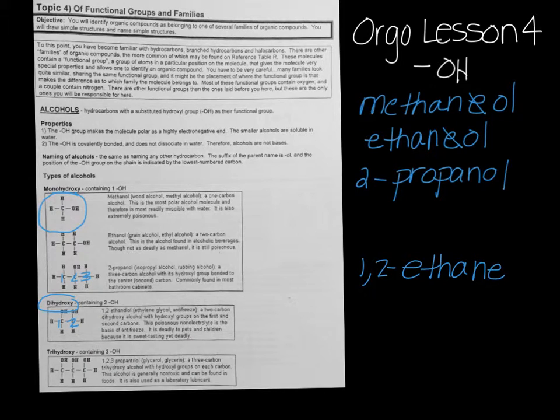Now, previously, when we had multiple functional groups, we would say difluoro or trimethyl. But here, the 2, the di, comes in the middle of the name. So we're going to get rid of, remember how we did this? We would do ethanol, okay? But now in the middle of the name, we're going to put di for 2. So this is 1,2-ethanediol.